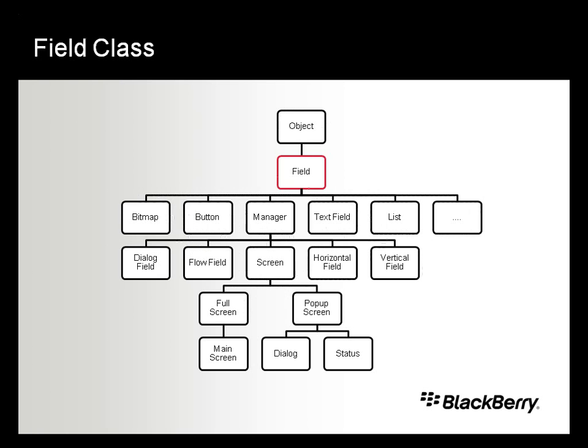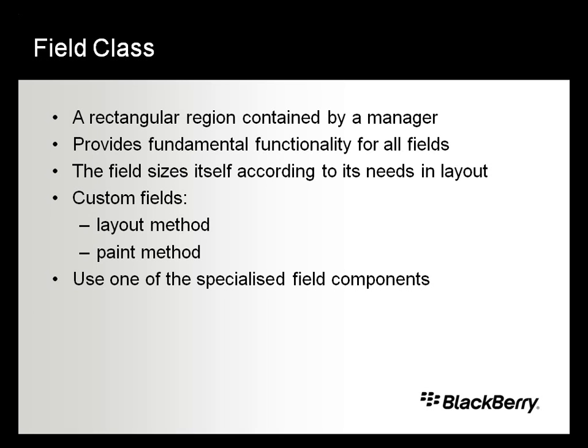Field is the basic component of the BlackBerry user interface. A field represents a rectangular region contained by a manager. It provides fundamental functionality for all field components. The field sizes itself according to its needs in the layout. You cannot instantiate the field directly, you have to use one of the provided specialized field components.